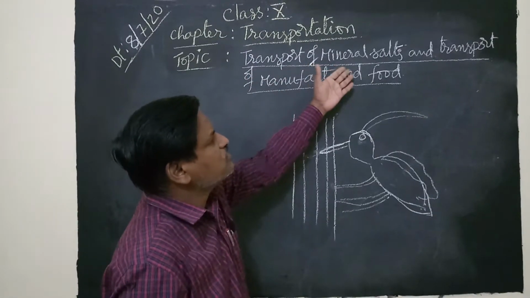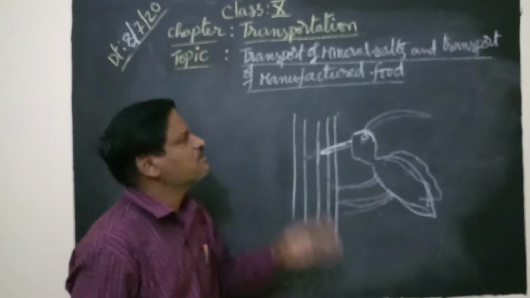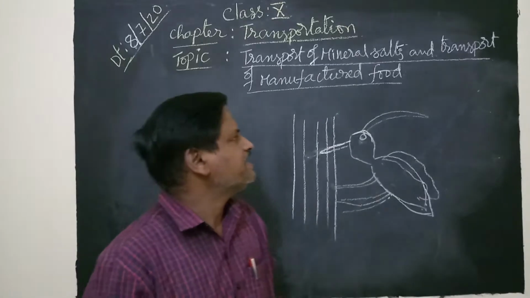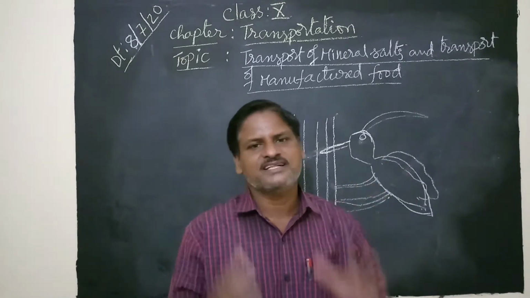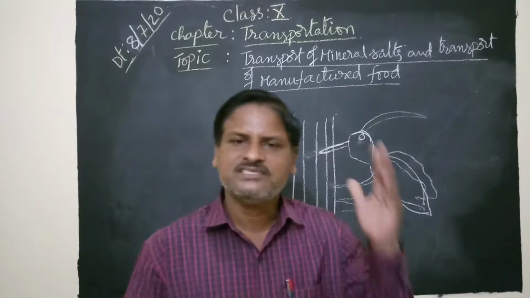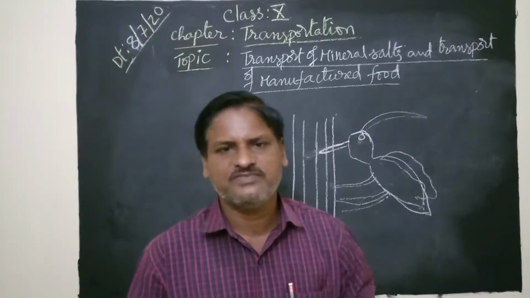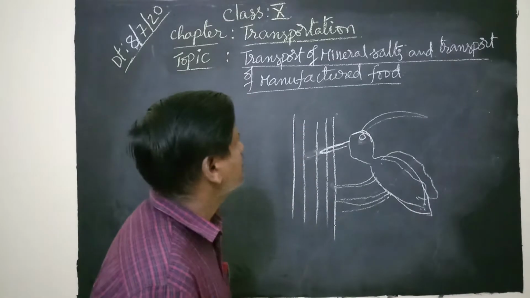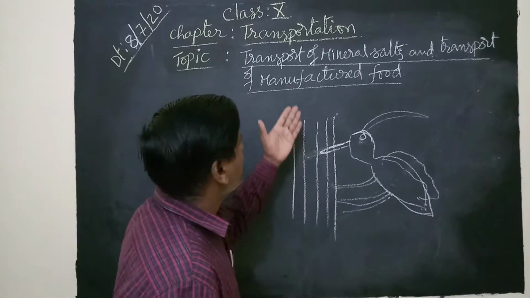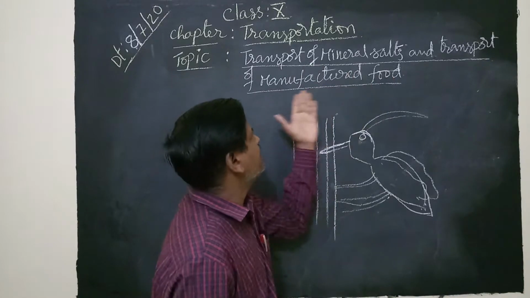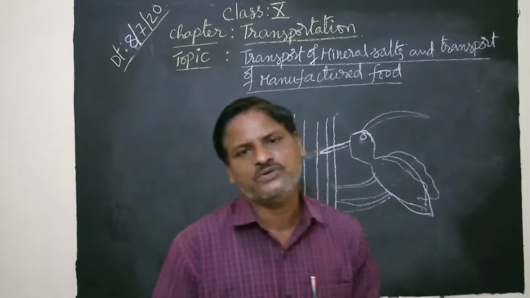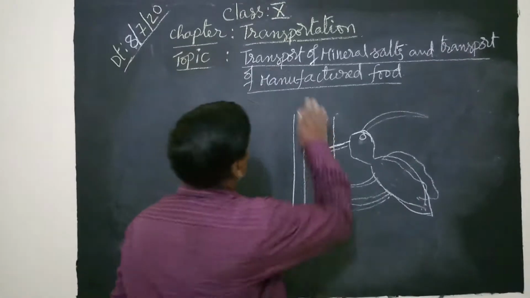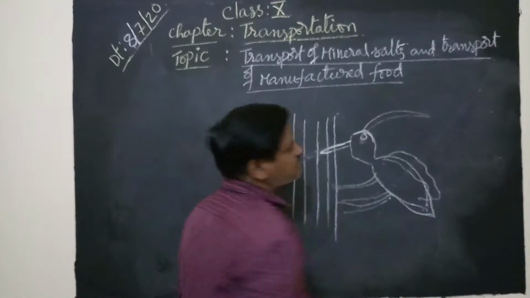Today we are going to learn about transportation of mineral salts and transportation of manufactured food. Through the xylem vessels, water is passing from roots to various parts of the plant. Then how are the mineral salts and the manufactured food transported? In this class we are going to learn, children. First, let us come to the transportation of mineral salts.